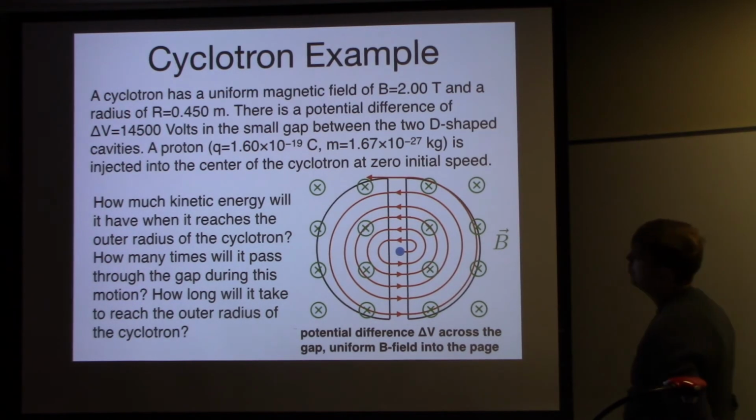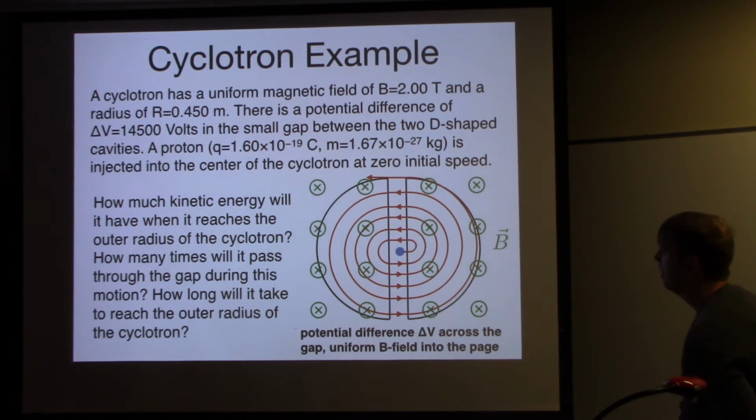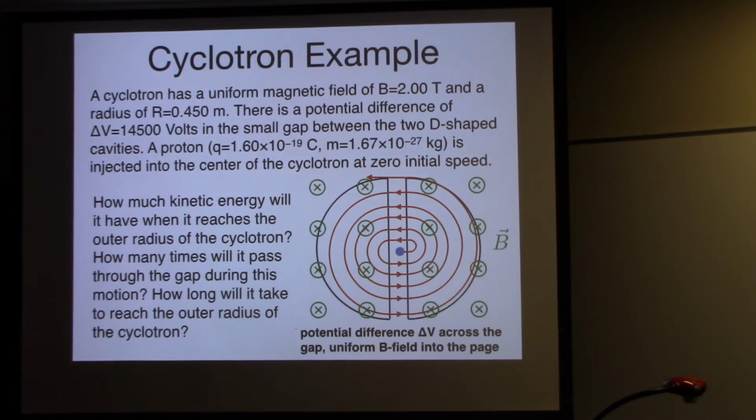How much kinetic energy will it have when it reaches the outer radius of the cyclotron? How many times is it going to pass through this gap during the motion? And how long is it going to take to reach the outer radius of the cyclotron? So let me just again show you what the motion looks like. It's this sort of spiraling outwards and gradually getting faster that our charge does, and eventually just exiting the cyclotron. So let's see it one more time.